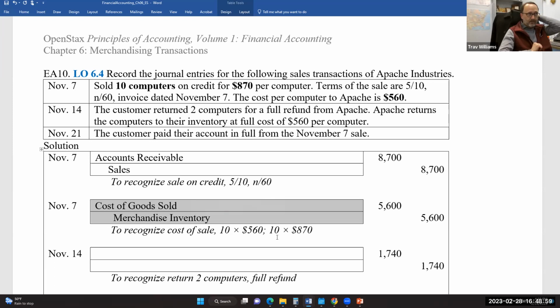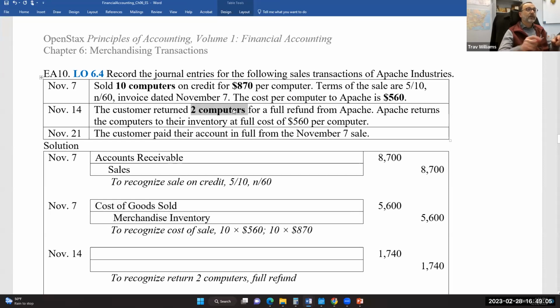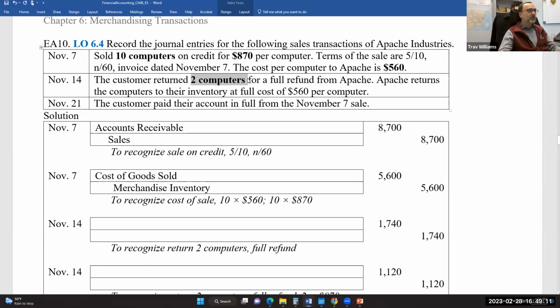So there we go. Then on November 14th, the customer returned 2 computers for a full refund. So again, here we need to flip all those accounts. So those 2 computers times $870, that's $1,740 worth of sales that got returned, right? And when that happens, we know it's called sales, returns, and allowances. And it's also a decrease in the amount that we're going to receive from our customer. So it's a credit to accounts receivable.